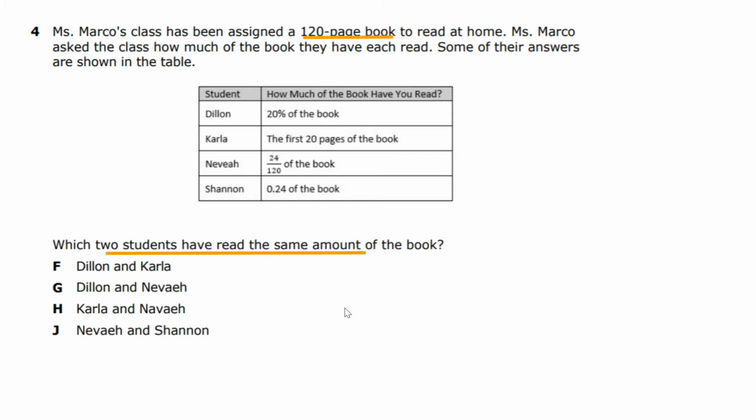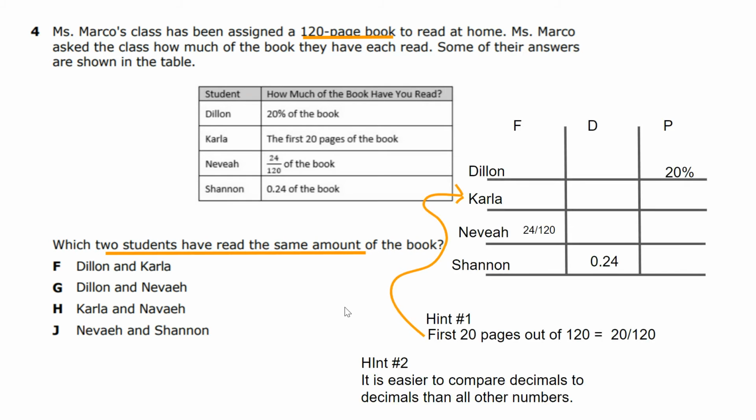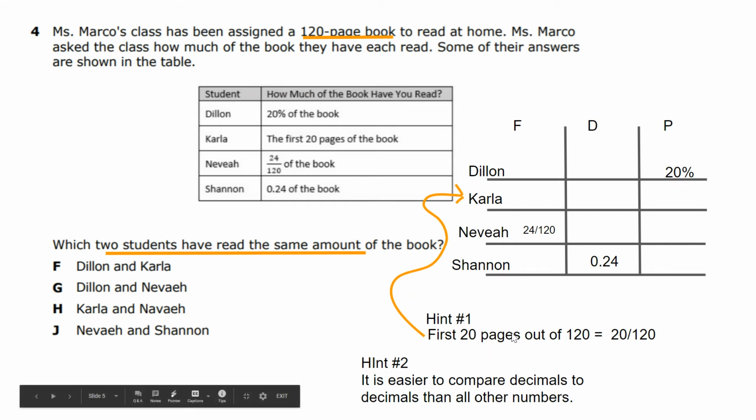120 pages for the book. Which two students have read the same amount? Use a fraction decimal percent chart to help you organize the information. Dylan at 20%. Carla, you'll have to read down on hint number 1 to help you fill that in. First 20 pages out of 120 equals 20 over 120. Nevaeh, 24 over 120. And Shannon has a decimal of 0.24. The second hint I can give you is it's much easier to compare decimals to decimals than all other numbers.